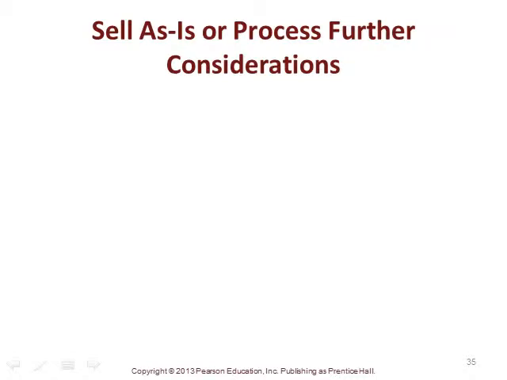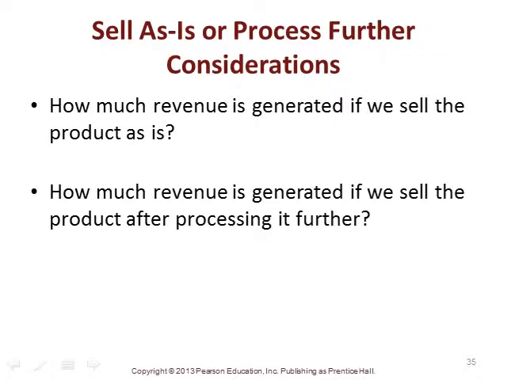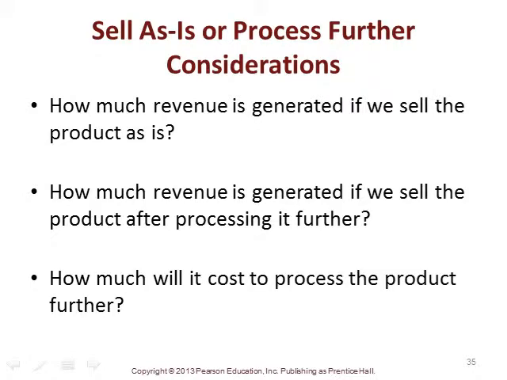And so there are some considerations that we need to take into account, right? How much revenue is generated if we sell the product as is? We don't incur that additional cost and we simply sell it as is. How much revenue is generated if we sell the product after processing it further? And then we want to understand how much it will cost us to process the product further, so we're generating additional revenue, but we also want to make sure that additional revenue isn't exceeded or surpassed by the additional cost it takes to process it further, right?